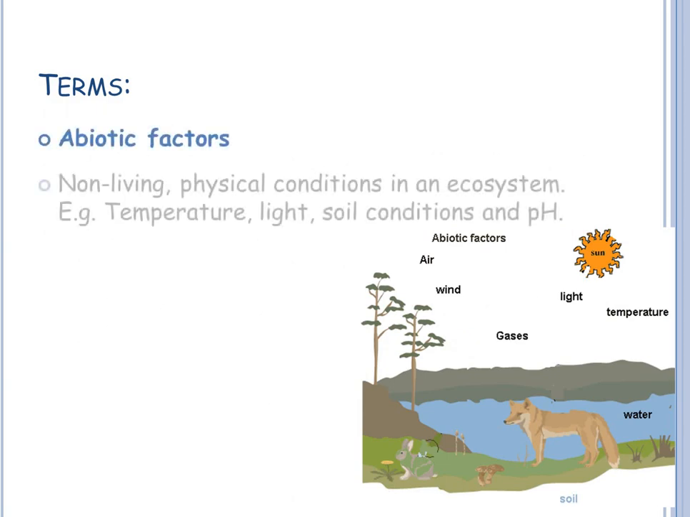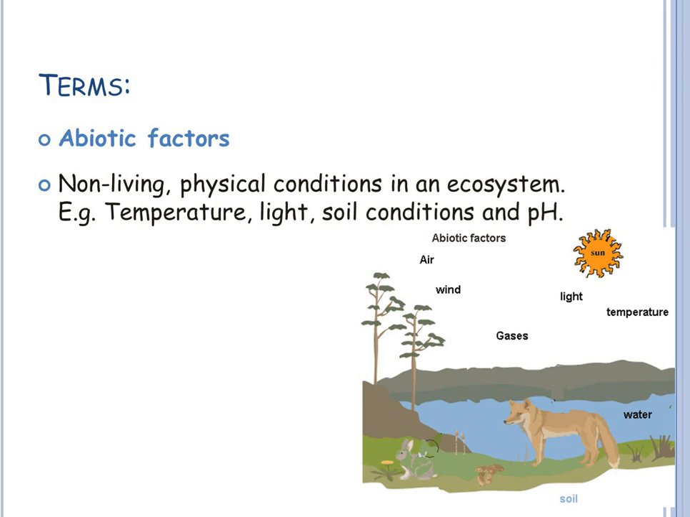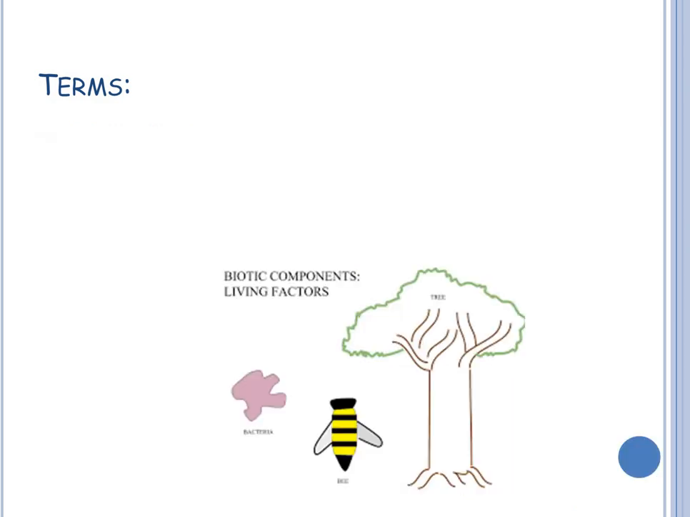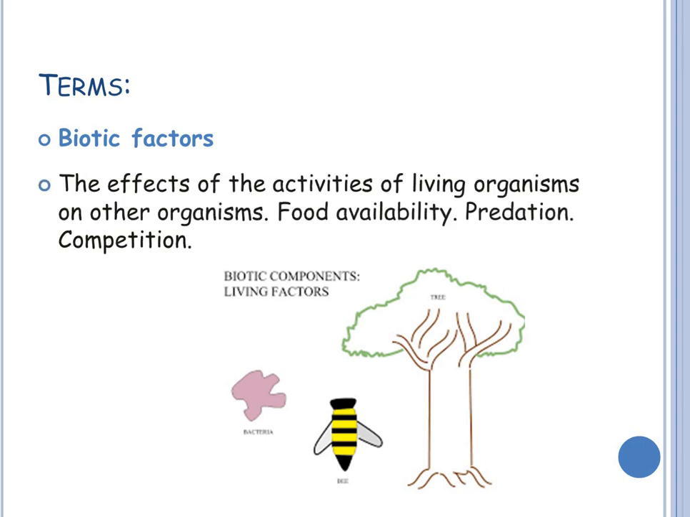Then you've got abiotic factors, which are the non-living physical conditions in an ecosystem, e.g. the temperature, light, soil conditions and pH. Then you've got biotic factors, which are the living organisms, the effects of the activities of living organisms on other organisms, such as food availability, predation and competition.